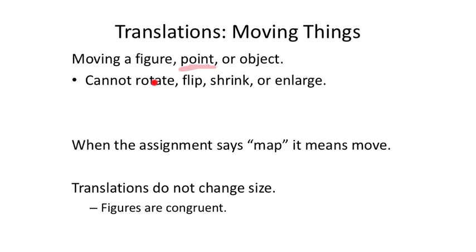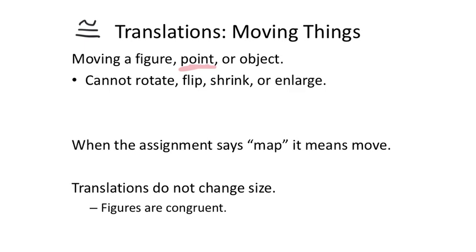This means we cannot rotate. There's no flipping the shape. We're not going to shrink it or make it bigger. In fact, shrinking or enlarging would make these not congruent. But since we're not doing either one of these, and we're just focused on moving the figure, which means it does not change orientation, that means that translations will maintain congruency. I'm going to put the congruence mark there. It's not my best one. That's okay.